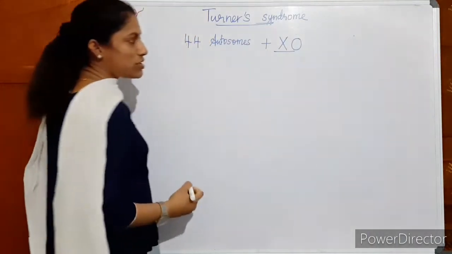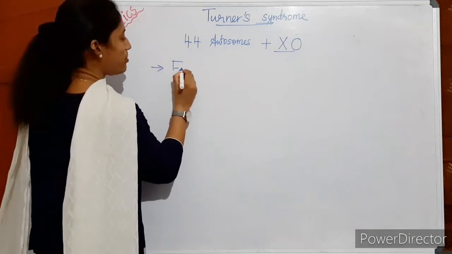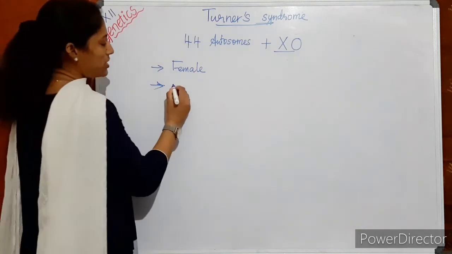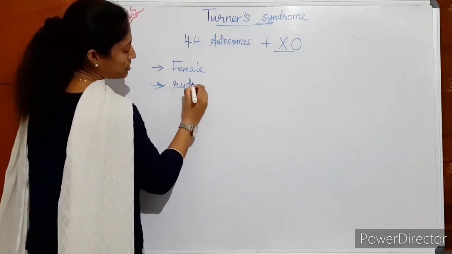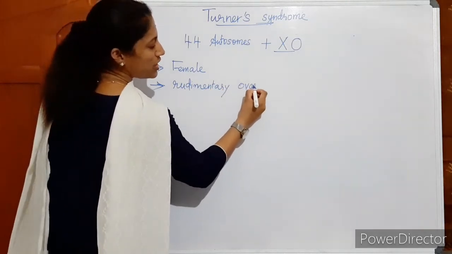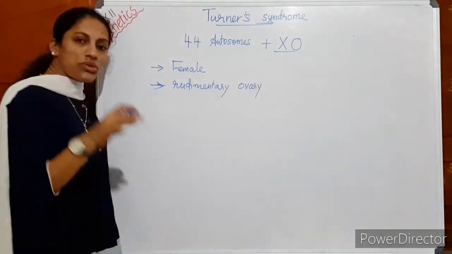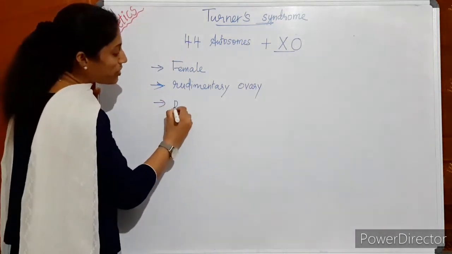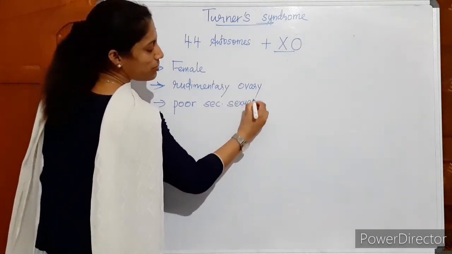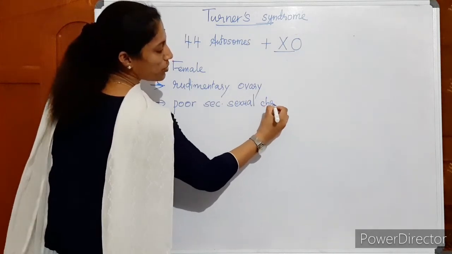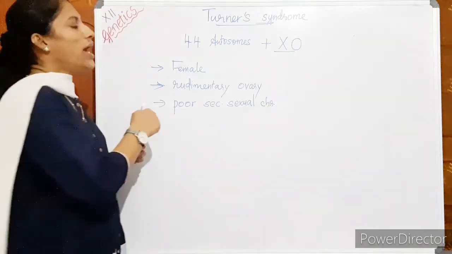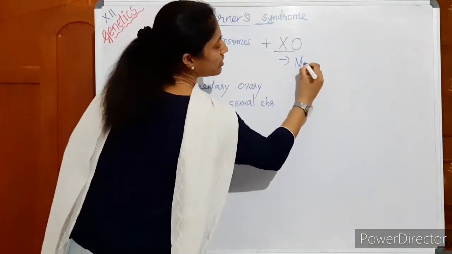Since there is one X chromosome, this person appears as female but underdeveloped female. There is no proper development. Rudimentary ovaries, underdeveloped feminine features. The ovary will be rudimentary, like very early stages, not mature. Poor feminine features means secondary sexual characters will not be proper. Breast development and all other features won't be proper. Poor secondary sexual character development. Very simple case. And this is a case of monosomy.